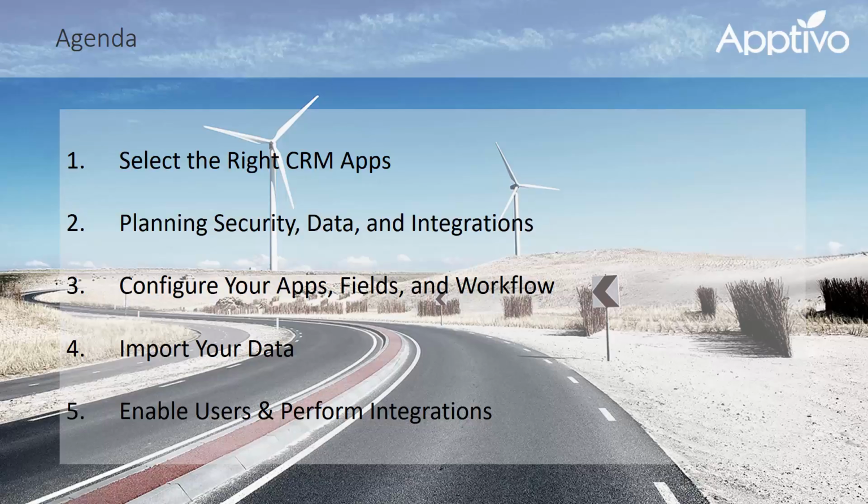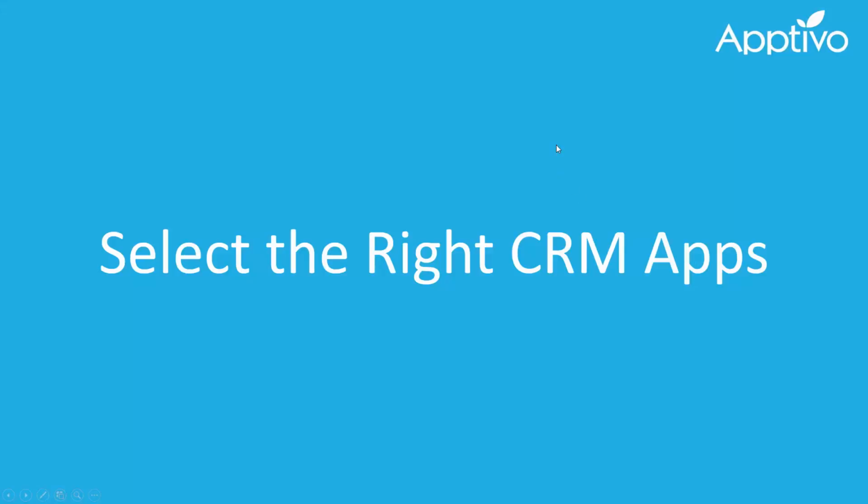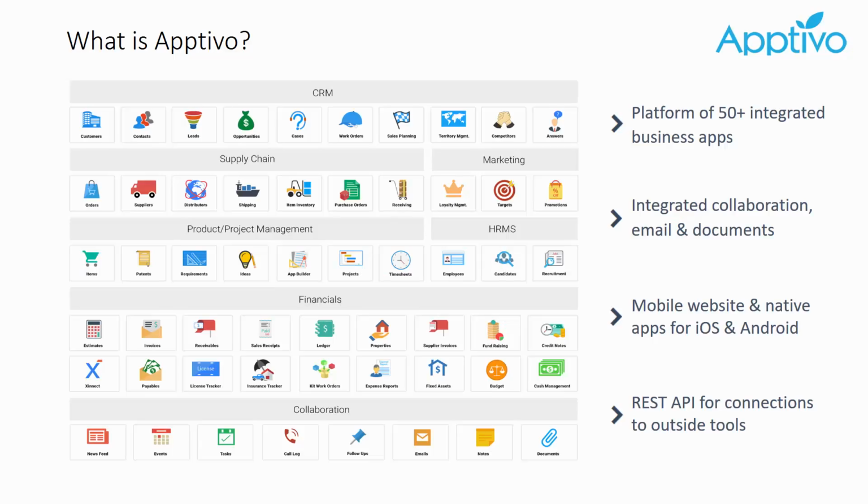Now that you've gotten into Apptivo, we'll take a fresh account and go through and configure some fields, some workflow items, and select the right apps, that whole process. And then afterwards, which we're not going to cover in this presentation today, is the process of importing your data to that configured account and then turning on the users and performing your integrations. We're going to give you some resources on those last two items, and we're focused on the first three. But overall, this is what you need to get a CRM up and running at your company. So let's start off with selecting the right CRM apps.